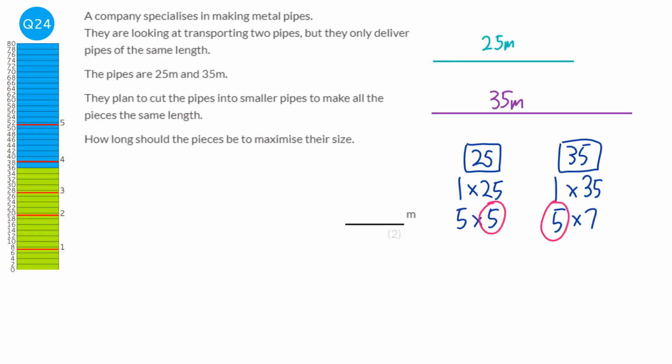So what we can do is we can cut all of these pipes into 5 meter pipes. So 1, 2, 3, 4, not to scale, and then 7 of these, so 1, 2, 3, 4, 5, 6, and so there's 7 in total. So each of these are 5 meter long, and there's no wastage. And that's the longest we can make the pipes for there to be no wastage at all. So my answer is 5 meters.